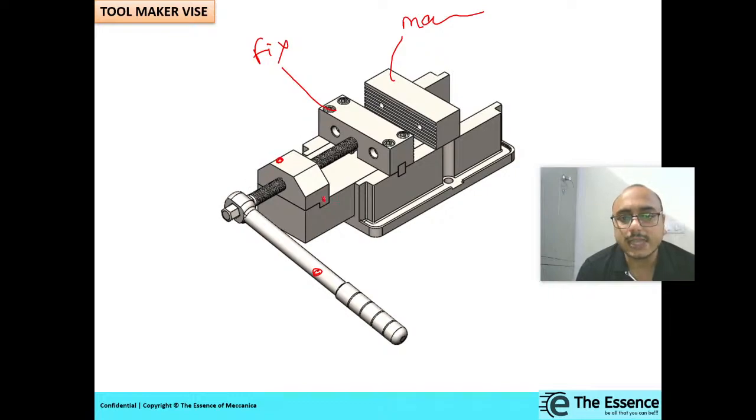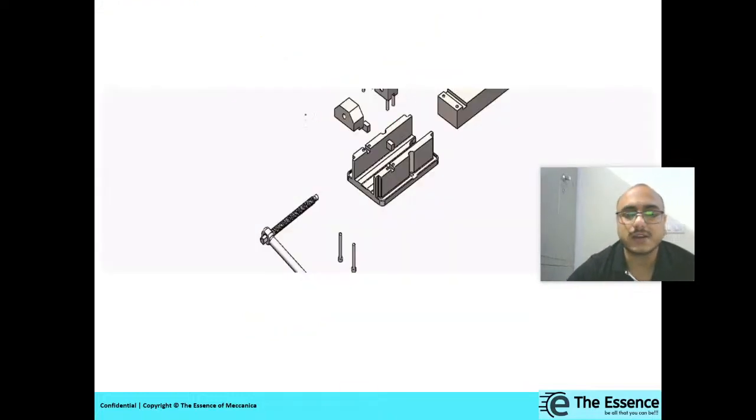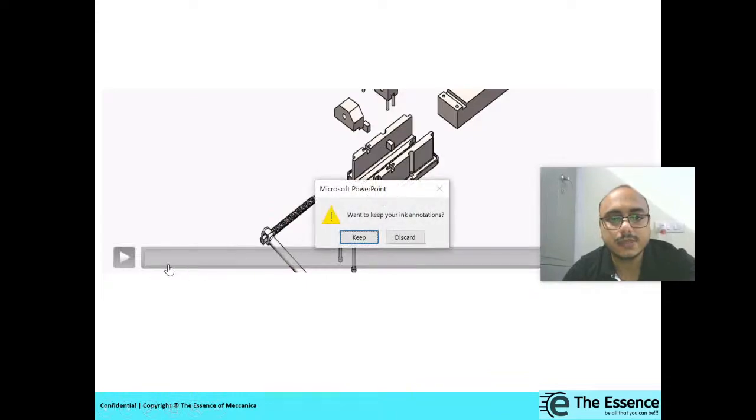This is an L-shaped plate. If you see over here, it fixes with the movable jaw. And when we rotate this handle, there is a shim over there on which this rod rotates, and this block is a threaded block. So the movable jaw is going to move linearly and hold a workpiece. So this is the function and assembly of this tool. Let's move ahead and see this video.